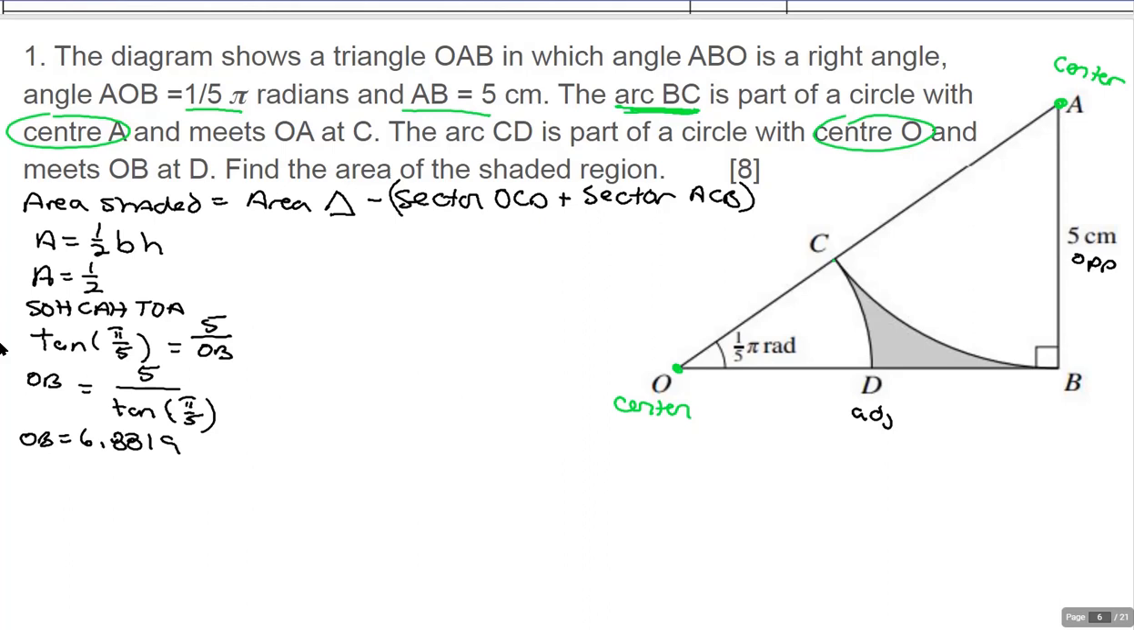You know how we normally round to three significant figures? I would always put a couple extra, like he's done here, okay? All right, so now what? How do I find the area of my triangle? My area of my triangle is going to be 1/2 times the base, which is 6.8 something, times 5. What do we get?